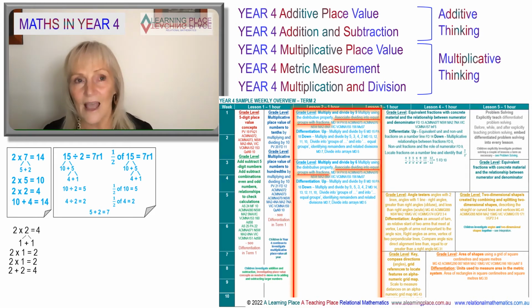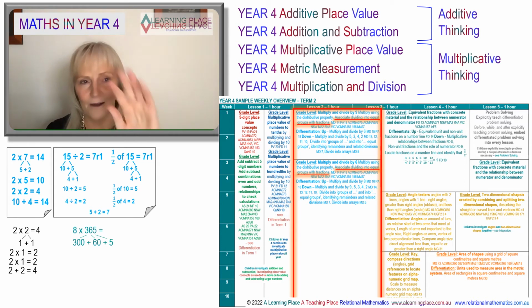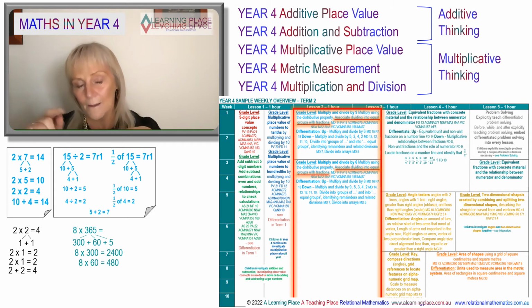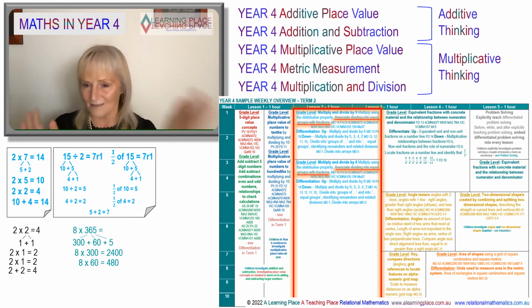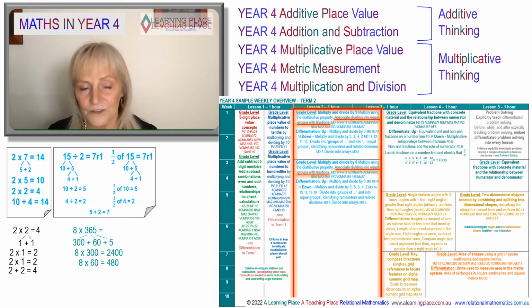So I can do 8 times 365 at year 5 level, even later on in year 4 level. I can go 8 times 300, 8 times 60, because I know about that multiplying by 10 and how digits are moving. And I can do 2 times 5.